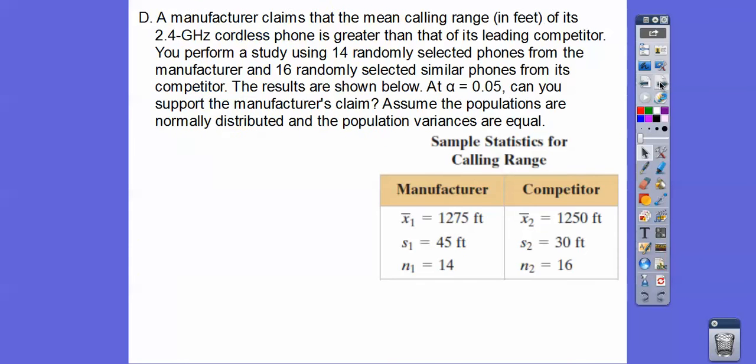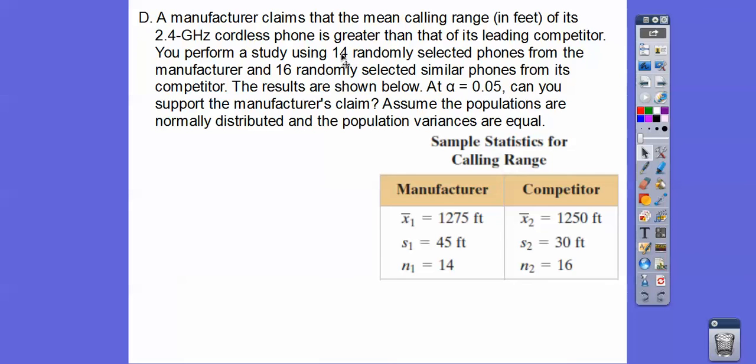Okay, all right, so let's try this one. Now notice this one, the population variances are equal. So this is going to be that bigger of the two formulas. A manufacturer claims that the mean calling range in feet of his cordless phone is greater than that of the leading competitor. So you perform a study using 14 randomly selected phones from the manufacturer and 16 randomly selected similar phones from the competitors. Notice these are totally independent of each other.